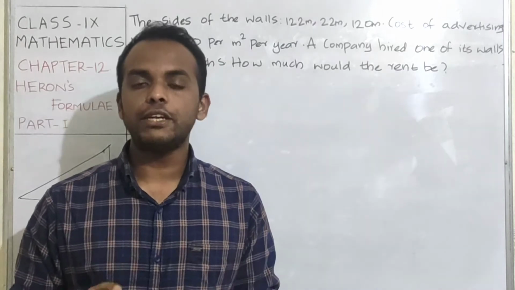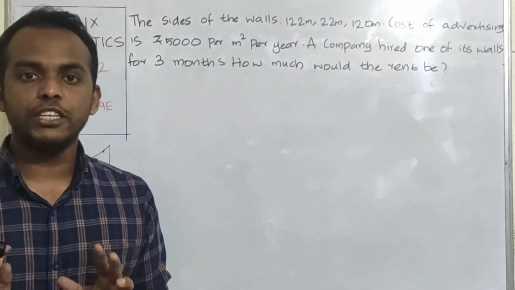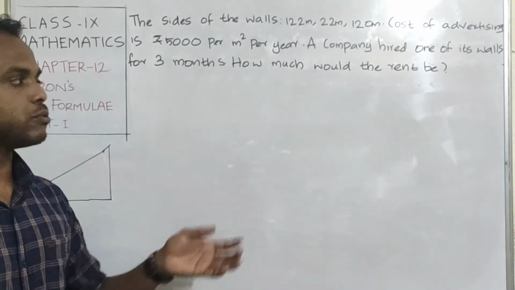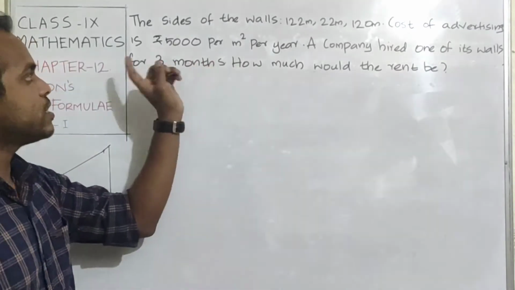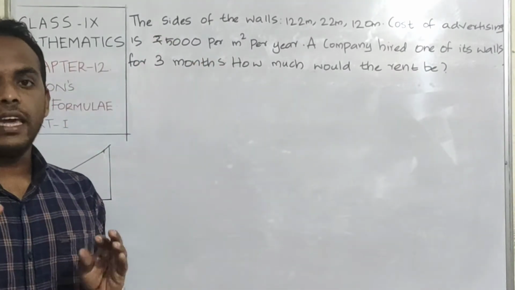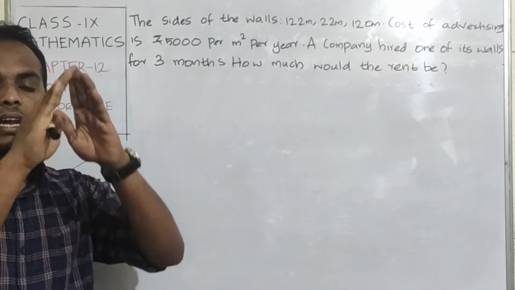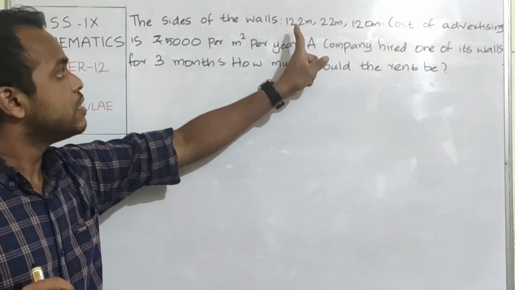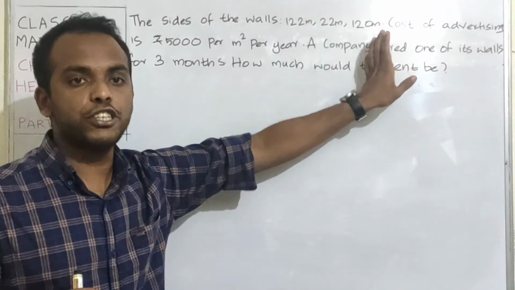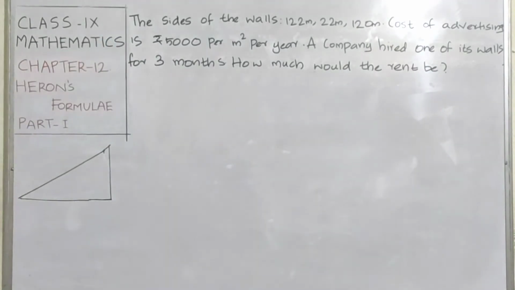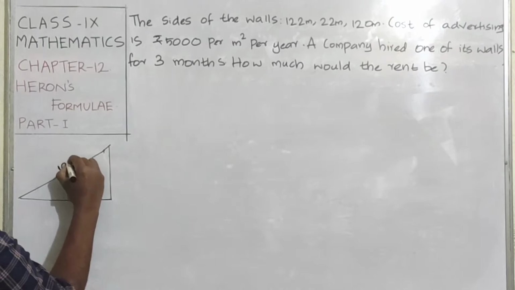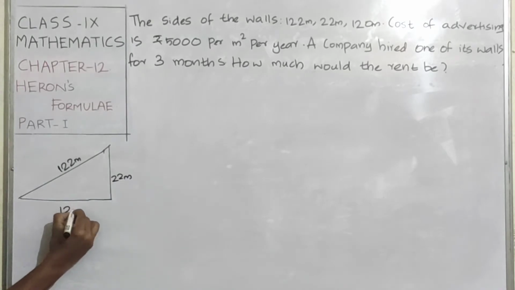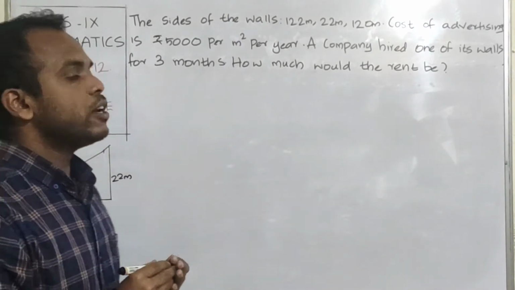Please look at the question in your textbook and observe the figure in your question. It's hard to draw on this board because we are short of space, so I have written the question in a different way. In that figure, you can see a highway, a flyover is there, and a triangular portion is left, just like this one. And the sides of the walls measure 122 meter, 22 meter, and 120 meter. Let's write down. The long side will be 122 meter, another side of 22 meter, and the third side as 120 meter. Now, the cost of advertising.